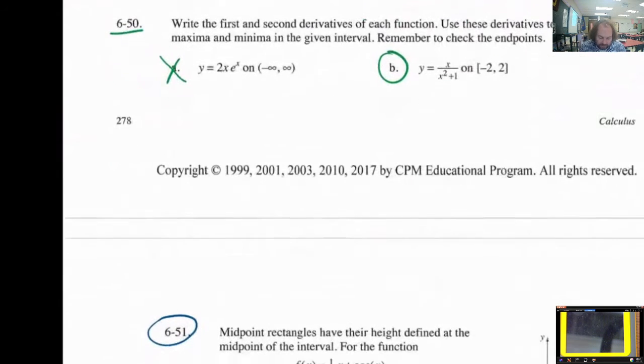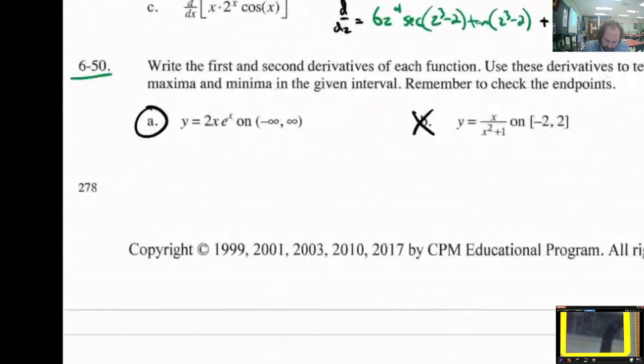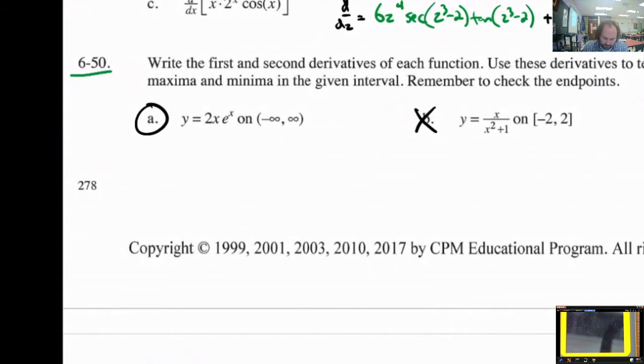Write the first and second derivatives of each function, and then use the derivatives to test for the maxima and minima. I circled B, but I changed my mind. I'm looking at the answer for B, and I do not want to do a second derivative of that at all, and I don't think it would be a very fun or useful problem to solve. I would much rather look at question A, which I think is easier. This is a really common AP Calc question, too. I've seen this on a lot of different tests.